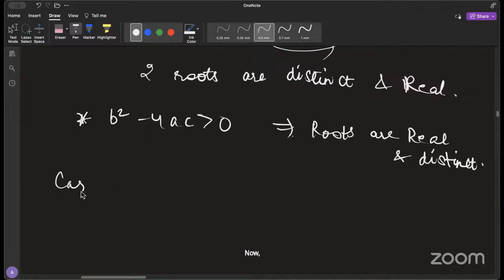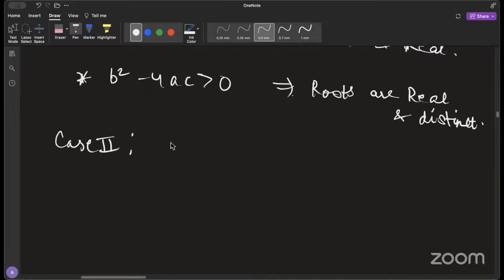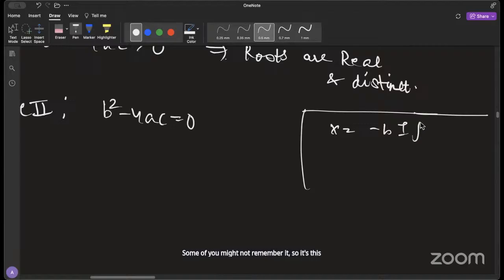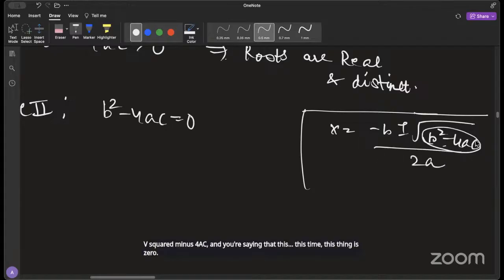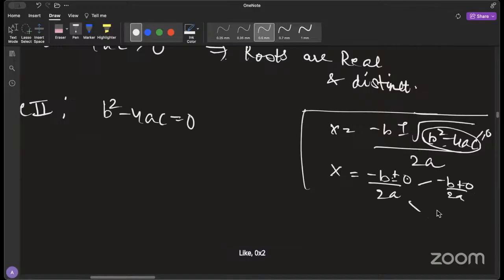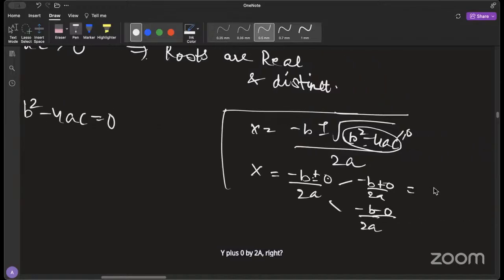Now coming to your second case, let's say b square minus 4ac is 0. And let me just write down the formula too. Some of you might not remember it. So it's x equals minus b plus minus root of b square minus 4ac, by 2a. And you're saying that this time this thing is 0. That means your x is going to be minus b by 2a plus minus 0, right? That means it's minus b plus 0 by 2a and minus b minus 0 by 2a, which gives you the same thing, minus b by 2a from here and minus b by 2a from here.